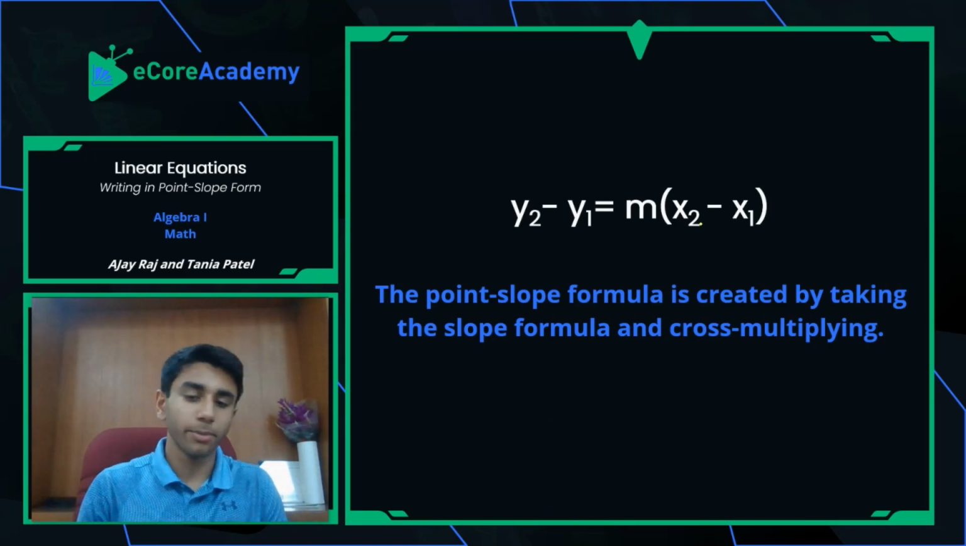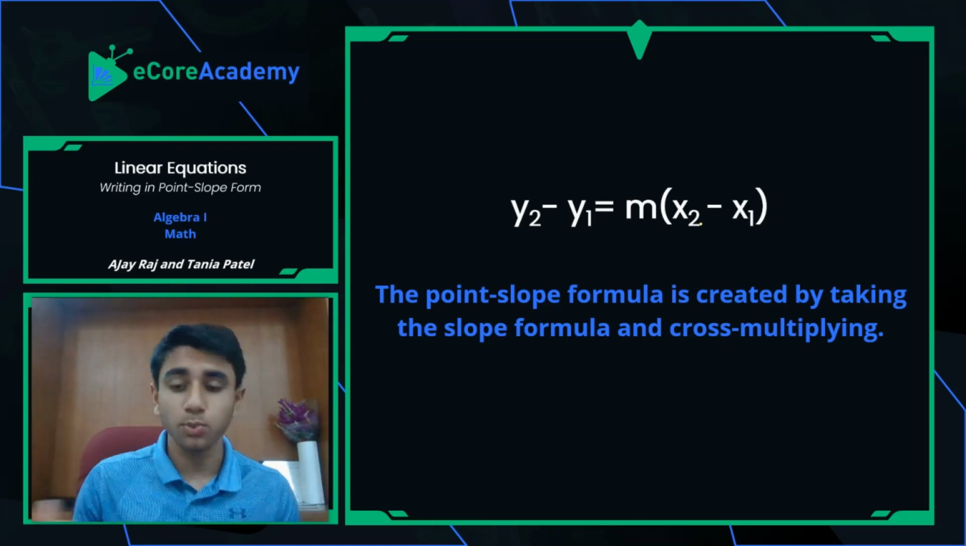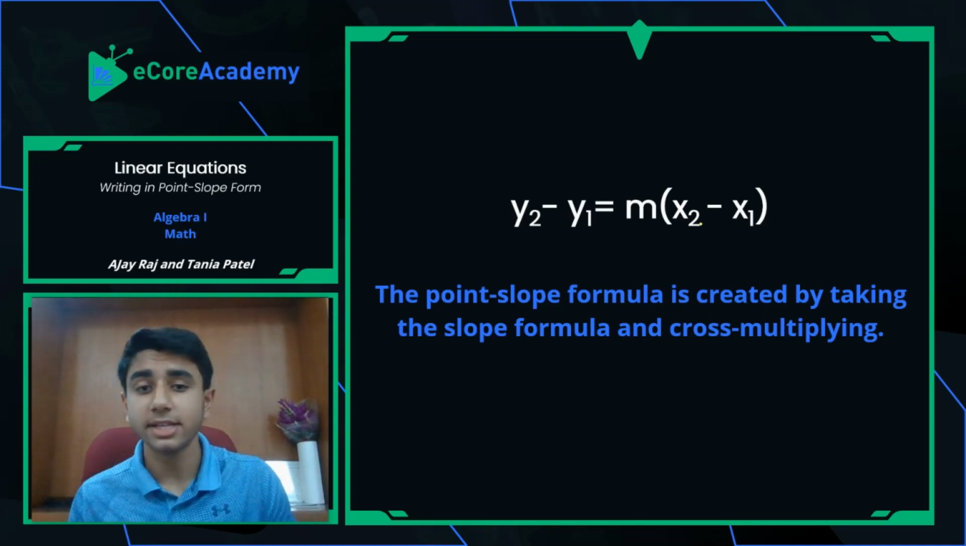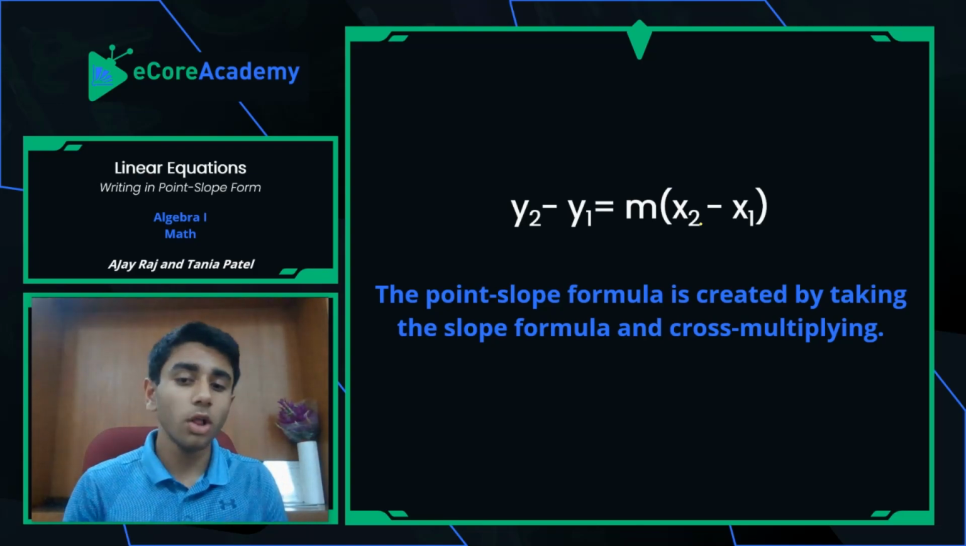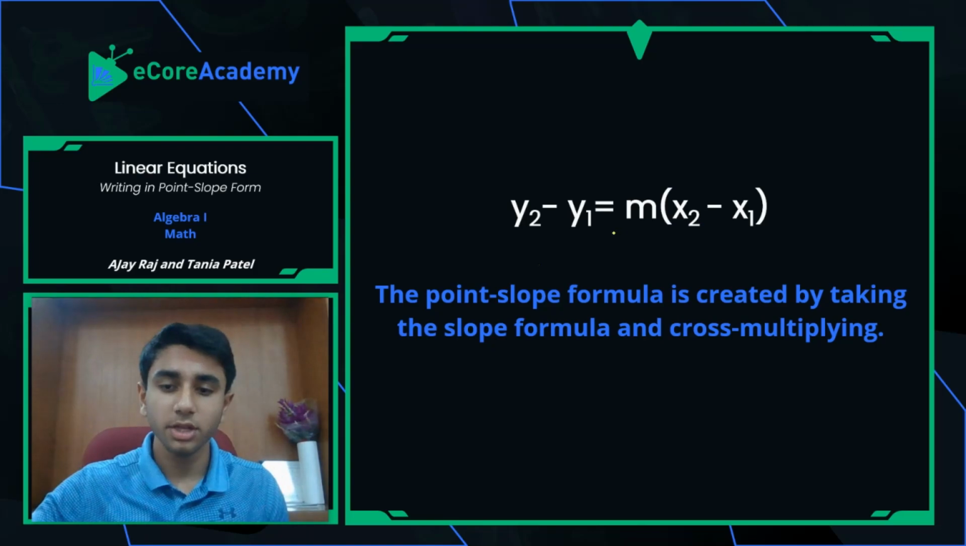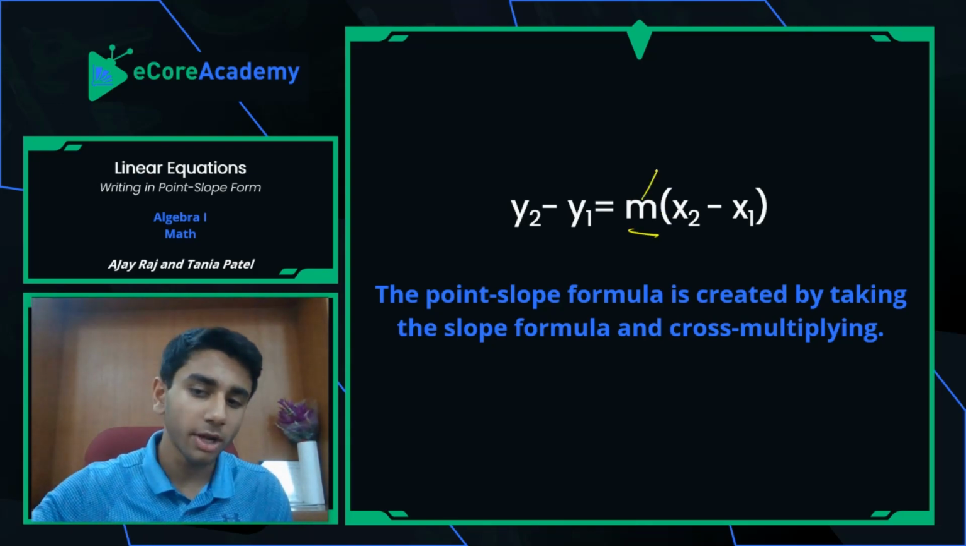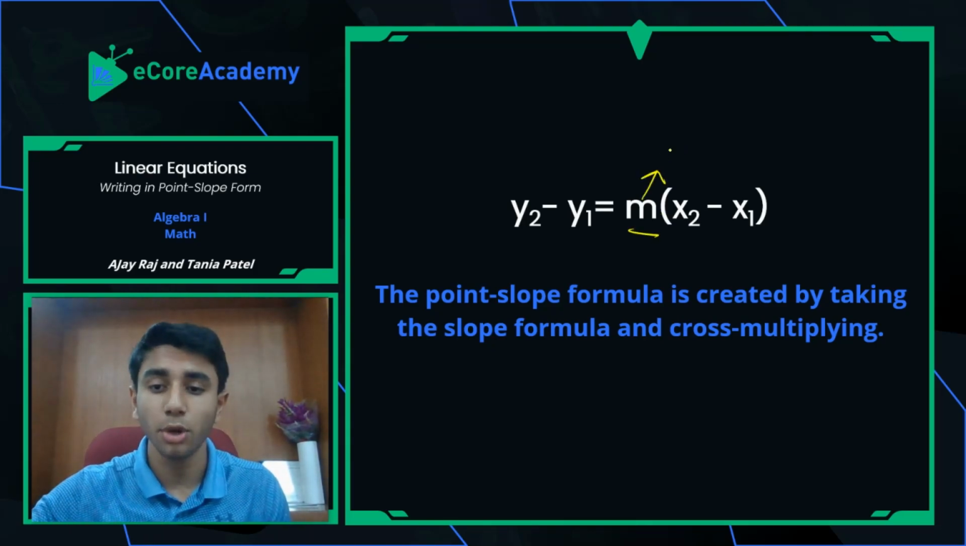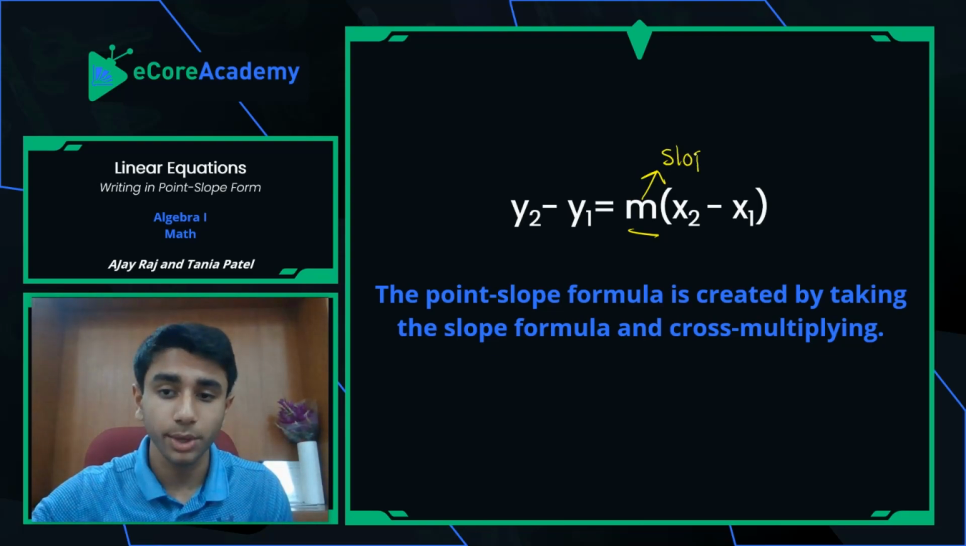So the point slope form goes as is. It's y2 minus y1 equals m times x2 minus x1. So all of these values are very representative, and these values you probably are already familiar with. So let me underline m. M you might already be familiar with. It's merely just slope. It stays consistent with all linear equations.